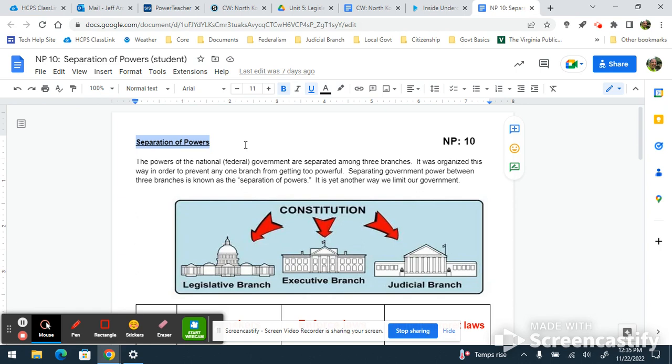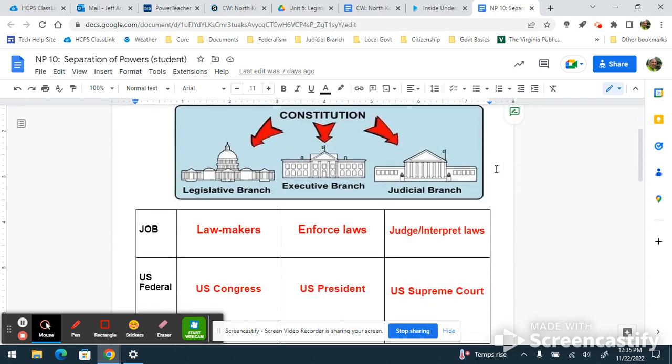In other words, separation of powers helps to keep our government under control. So the way government is organized is the powers have been separated between three different branches. And by doing this, it prevents any one branch from becoming too powerful. And this whole idea that we're going to separate power between three branches is known as the separation of powers. And as it was said earlier, this is just yet another way that we limit the power of our government.